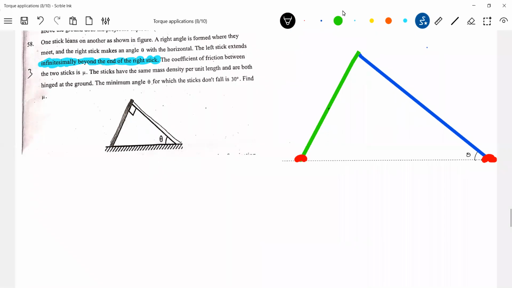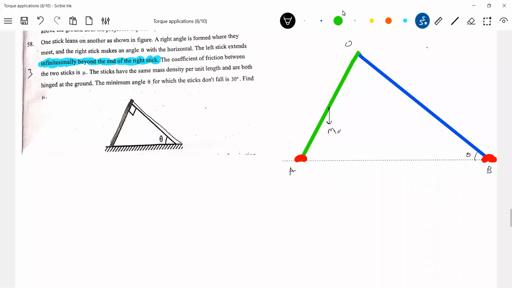One stick leans on another. A right angle is formed where they meet. What about the mass of the sticks? Can they be equal, M and M? Look at the length carefully. This is A, this is B, this is O. Is OA equal to OB? It's a right angle here. Is OA equal to OB? No. So therefore the masses will be different.